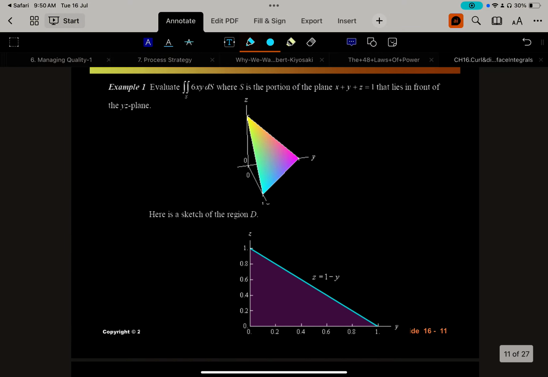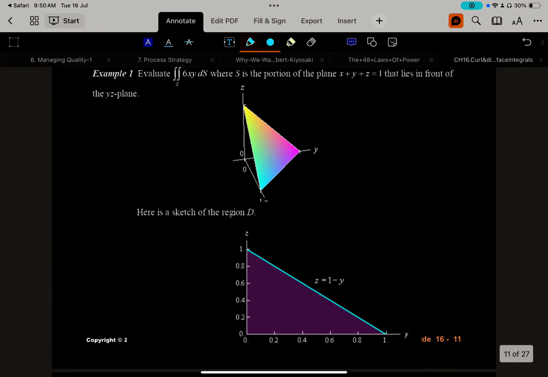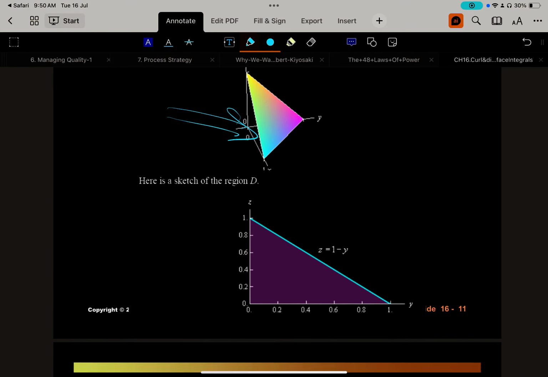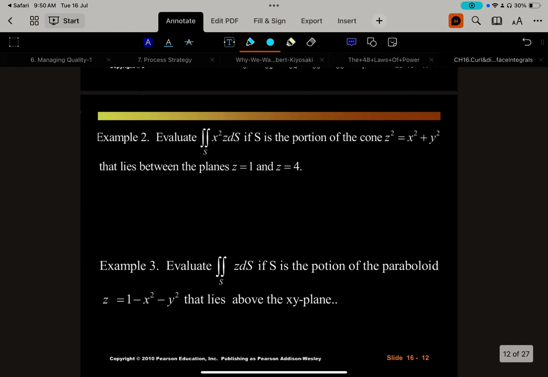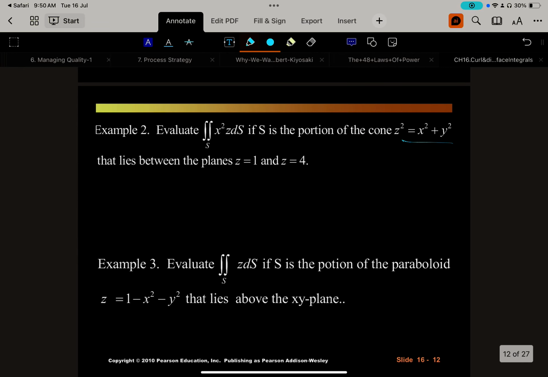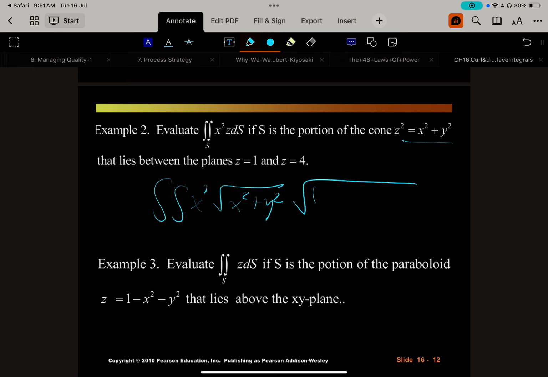Surface integrals: we want to evaluate some surface integral. So this is the surface and we want to evaluate it. Here we have the cone z squared, and we want to evaluate x squared z dS. We can just plug in z, so we have z equals the square root of x squared plus y squared, and then for dS we find the partial derivatives, where z equals the square root of 2x squared plus y squared.